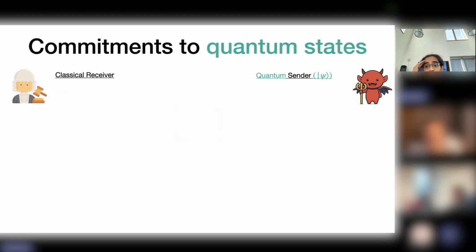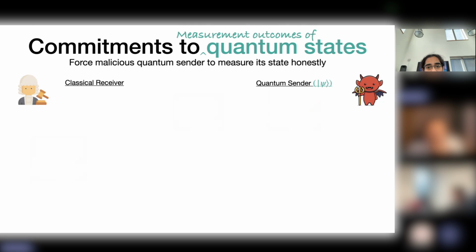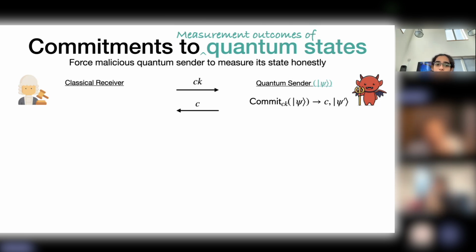Okay, so what does it mean to commit to a quantum state? Let's think of the setting where there's a classical receiver, but a quantum sender who has this state psi that it wants to commit to. Same idea. We want to commit to this state and later open it. But since the receiver is classical, it can't really read this state. So the meaningful thing to ask is to commit to measurement outcomes of these quantum states. The syntax is: the quantum sender has this state, commits to it, and gets some classical part, but also maybe some quantum residual state. The classical part is what it sends to the receiver.